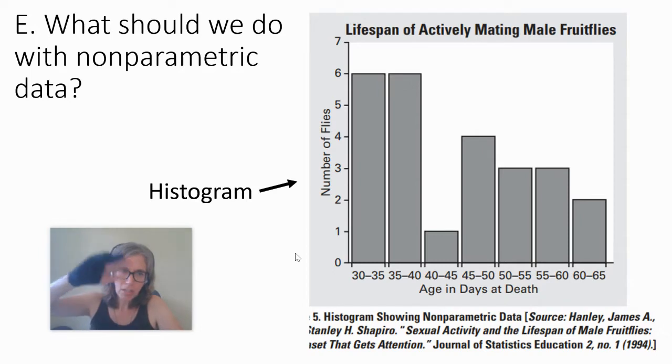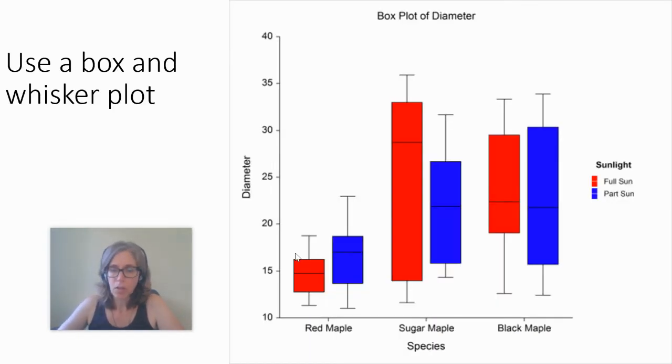So what should we do with non-parametric data? Remember that parametric data has that nice bell curve, and if I look at this picture, it's not parametric. You have a skewing on one side compared to the other. It doesn't look anything like a normal curve. So what should you do with that data? AP says that you should use a box and whisker plot.